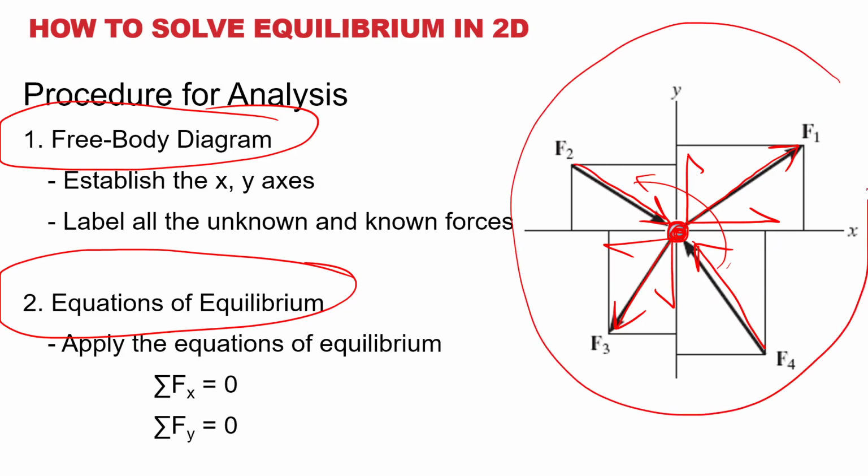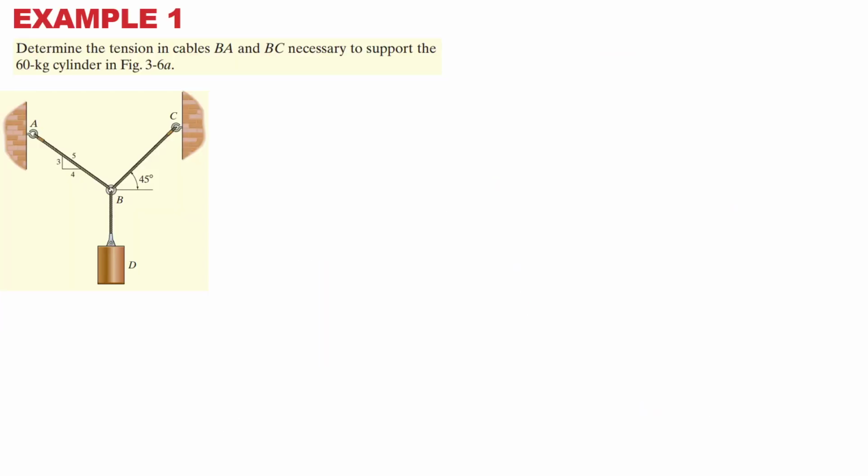So the point is, you need to resolve forces in two-dimensional. Okay, let's do one example. Let's read them. Determine the tension in cable BA and BC in order to support 60 kilogram. So this is 60 kilo. So obviously, I can draw the free body diagram of this. If I draw the free body diagram of that thing, I'm going to get something like this. mg, T.